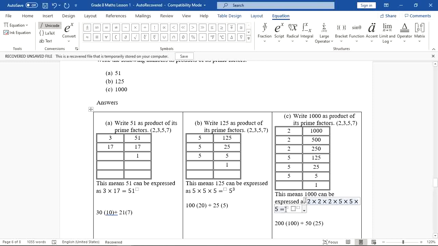So in short, we can say that is 2 exponent 3. Then we say times 5 exponent 3. All right, exponent 3. A little number there on top. Yes. All right. So 1000 we can either write it like 2 times 2 times 2 times 5 times 5 times 5, or 2 exponent 3 times 5 exponent 3.